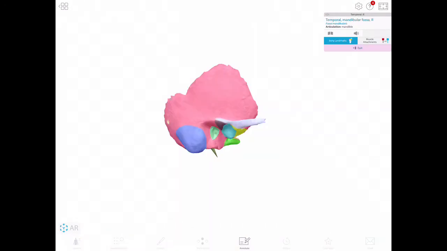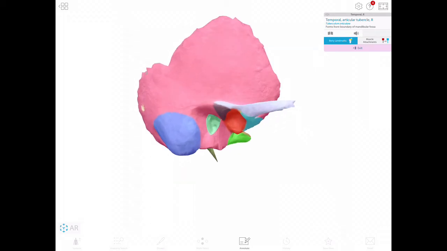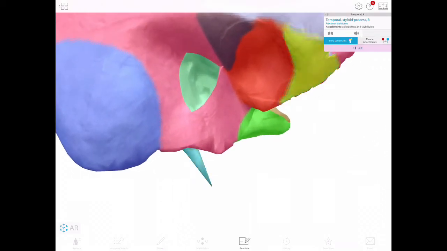Looking closely here at the temporal bone, we've got the mastoid process, external auditory meatus, mandibular fossa, zygomatic process, an articular tubercle, and then this little pointy thing like a stylus is the styloid process.